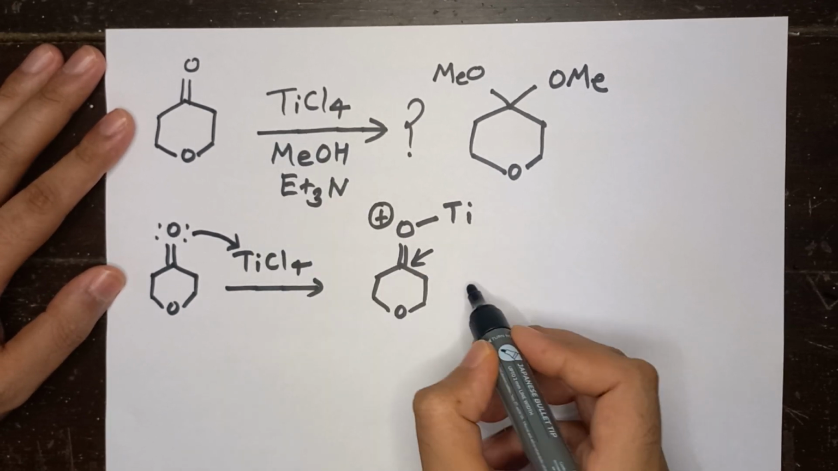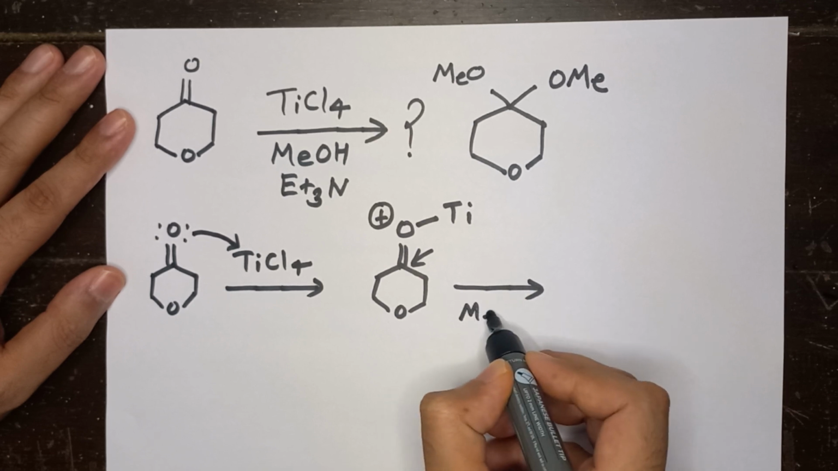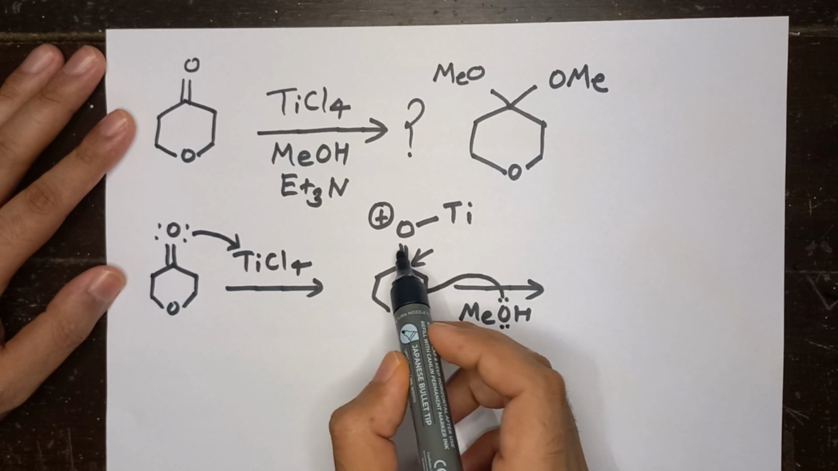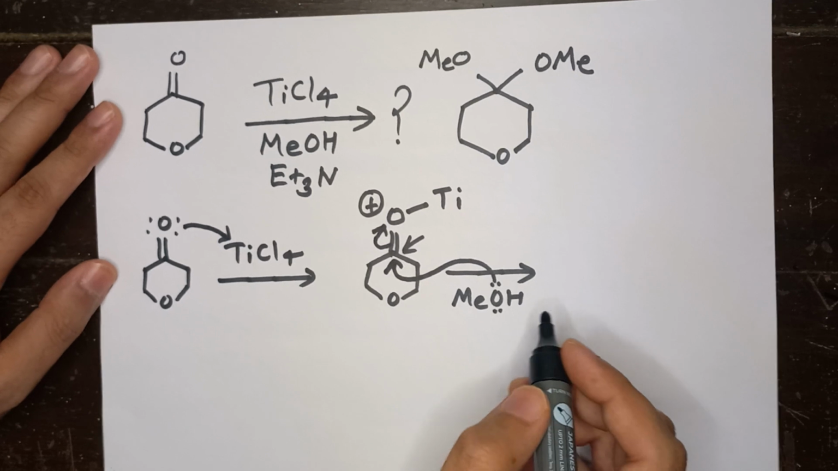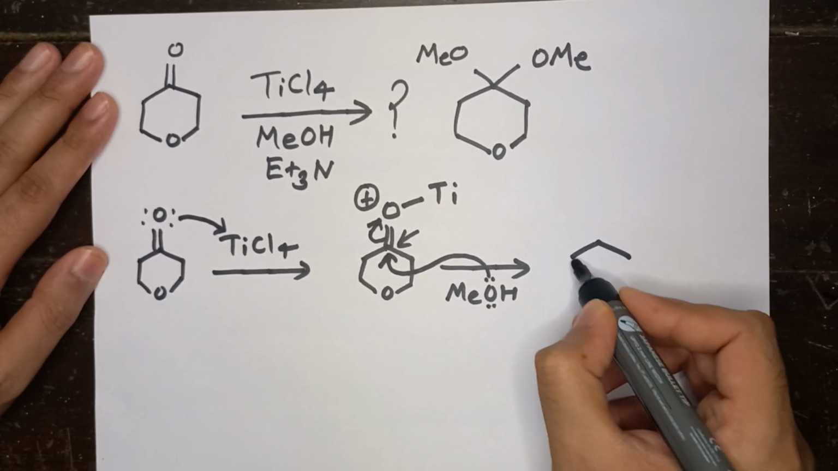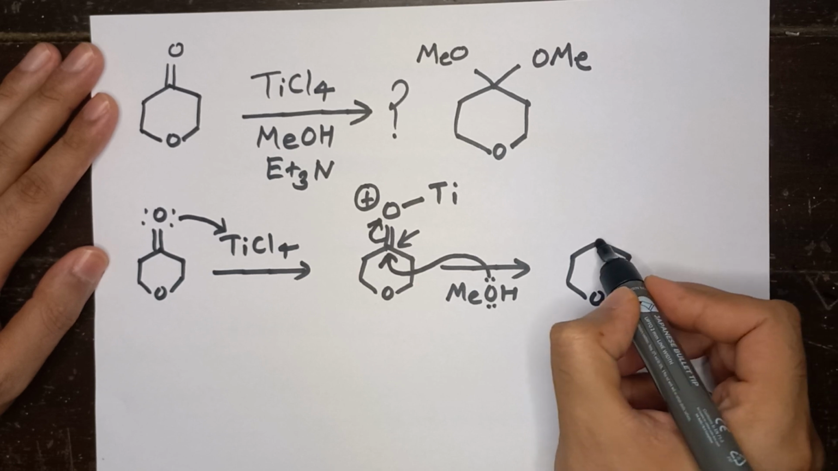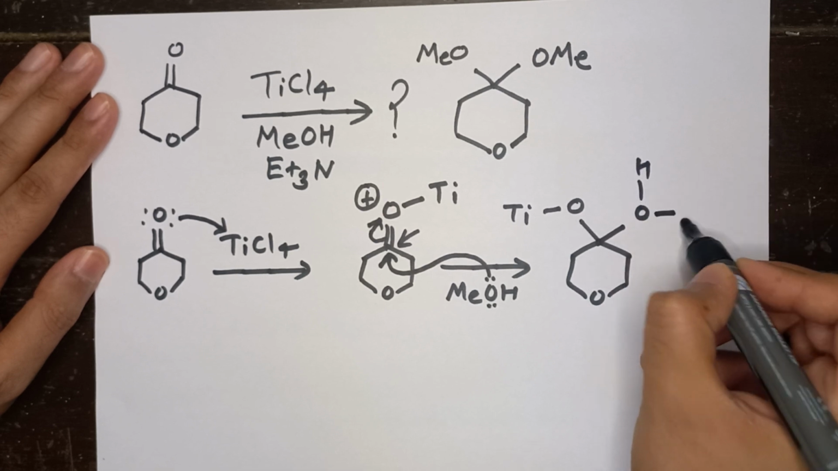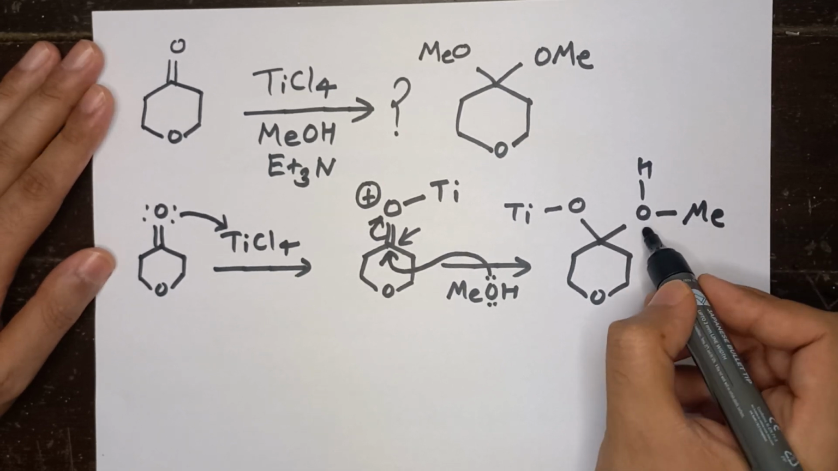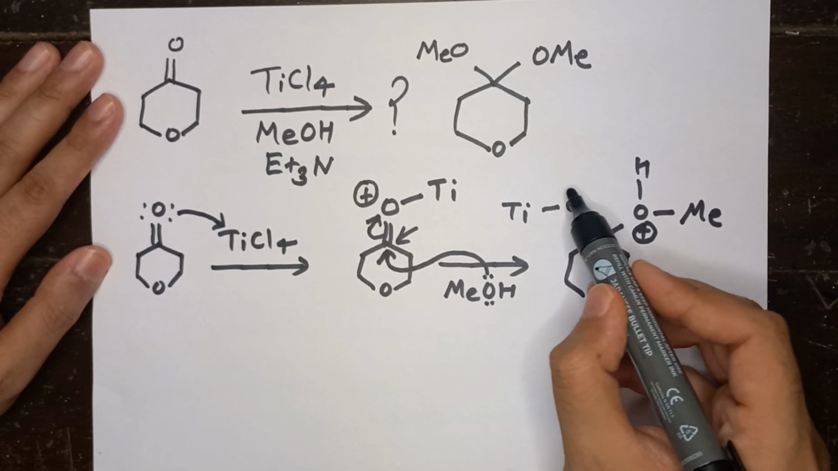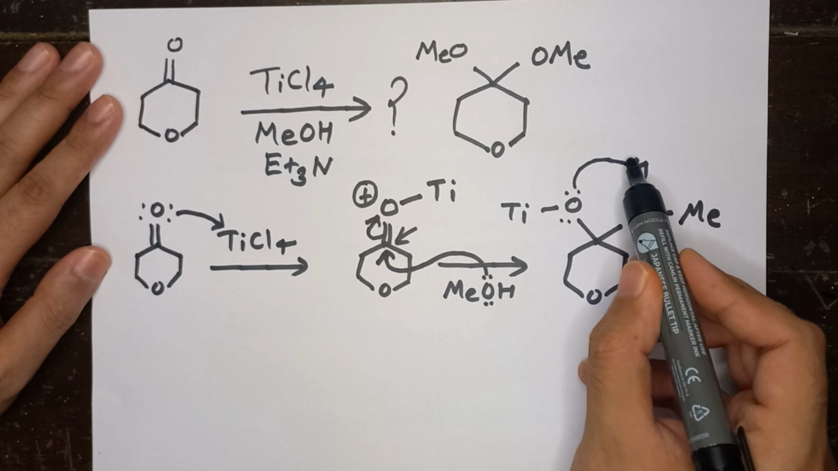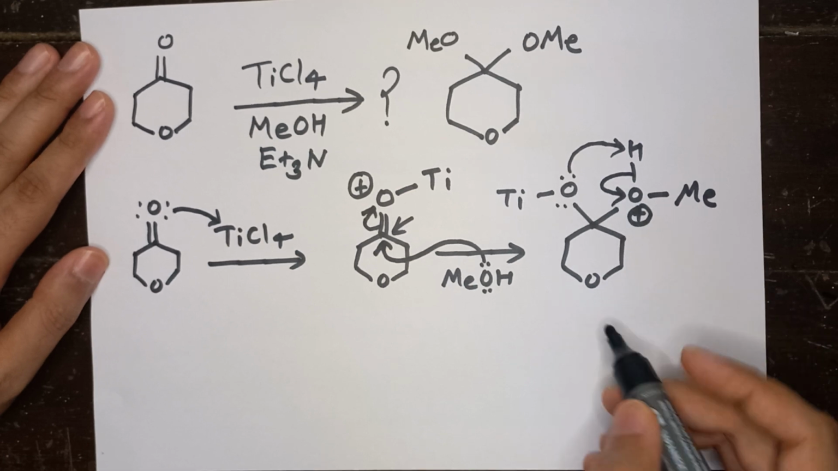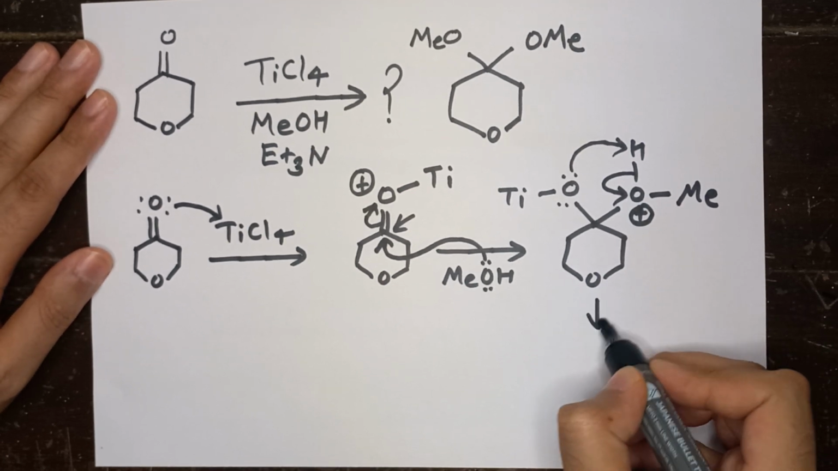Now we have methanol in the system. So at this point of time, the methanol will come into the picture, where oxygen lone pairs will attack at this carbonyl and open up this C double bond O bond. So you have generated oxygen with titanium, and you have an O, hydrogen and a methyl, and this oxygen has 3 bonds, so it will bear a positive charge. Now this oxygen lone pair will take away this hydrogen, so it's an intramolecular hydrogen transfer reaction, and this oxygen will get neutralized, right?